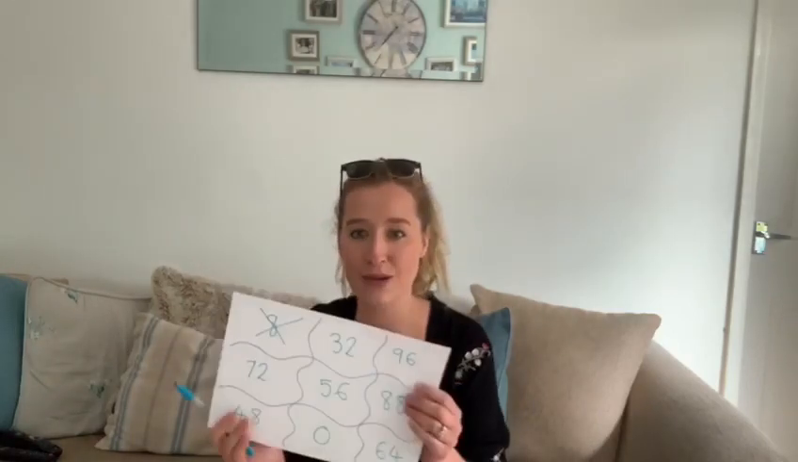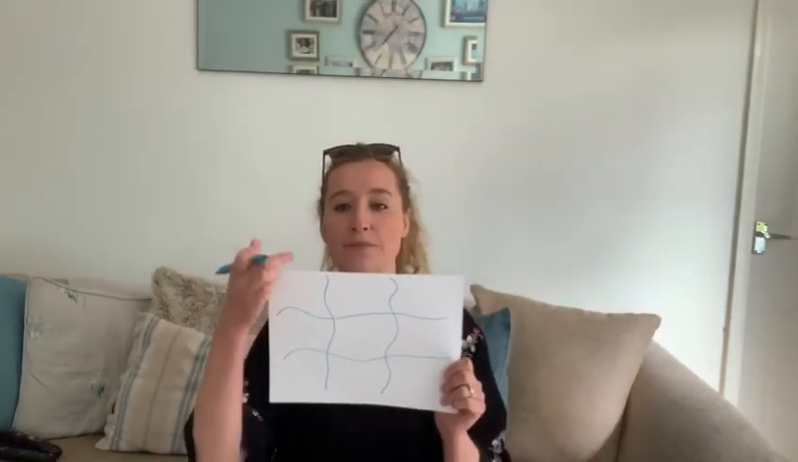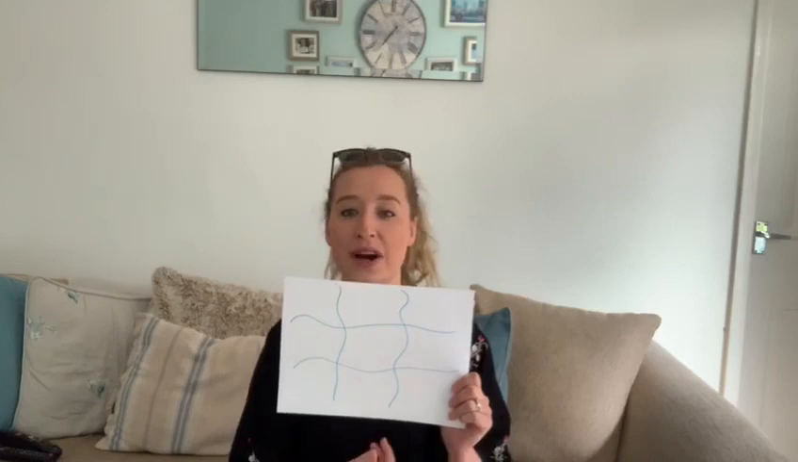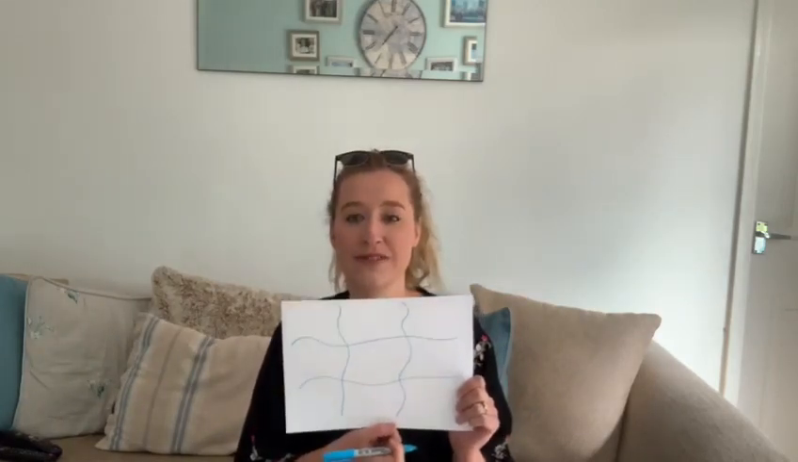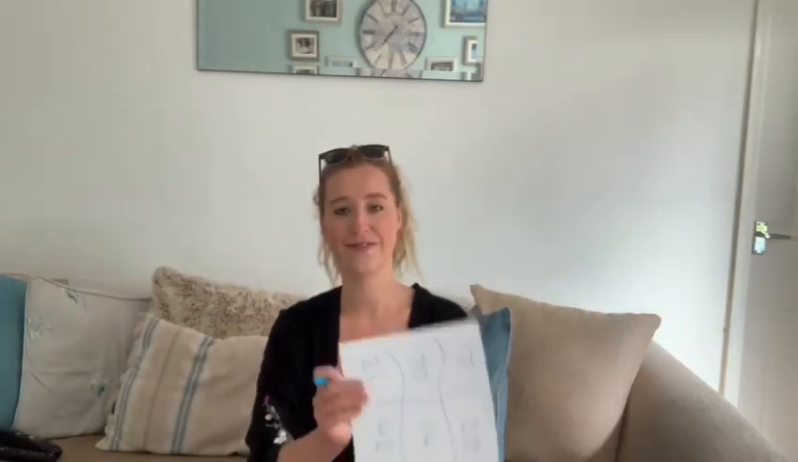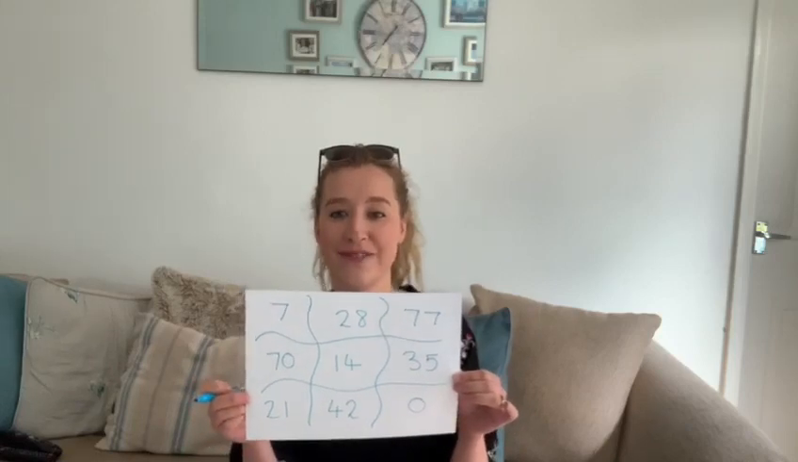Now I want you to get a new piece of paper or rub it out, and we're going to draw a new 9 square grid. So 3 by 3, just like this. And this time, I want you to fill it with a multiple of 7, up to 12 times 7. Okay, so pause the video and fill it with multiples of 7. Okay, does yours look like mine? You should have 9 multiples of 7.